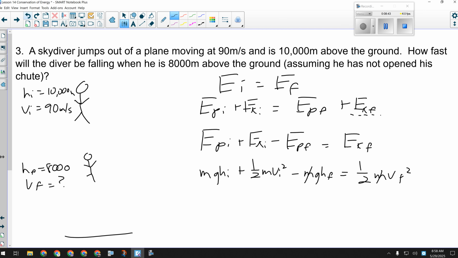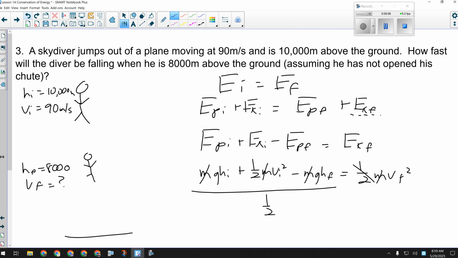So M times G times H initial plus 1/2 M V initial squared minus M G H final equals 1/2 M V final squared, and I'm going to cancel all the M's. Again, on a quiz or a test, I will give you M, and you can totally leave it in there and put it in for every M if you like typing on your calculator. But this is a shortcut that you can do. I want to get VF by itself. What do I have to do with the 1/2? Divide it over.